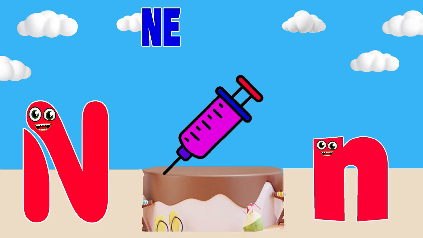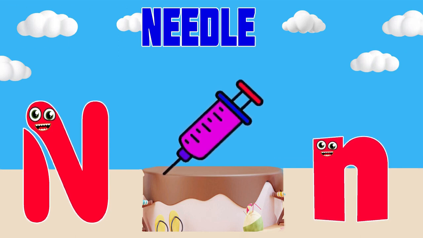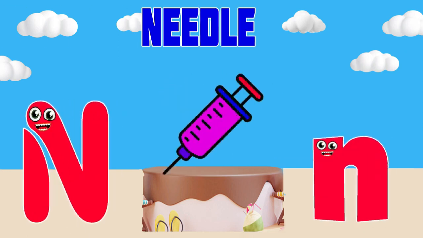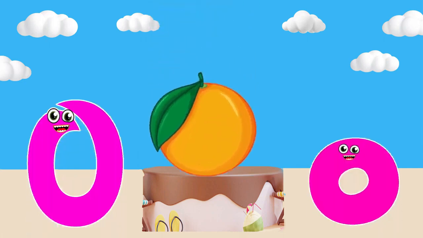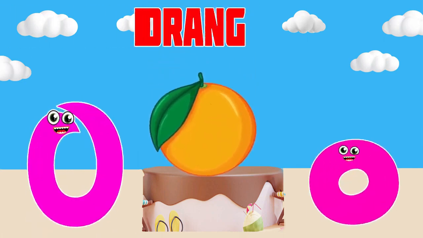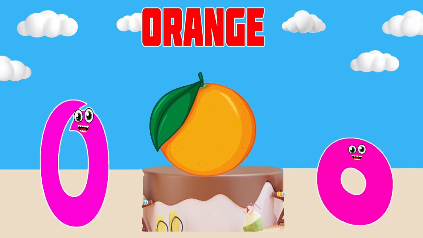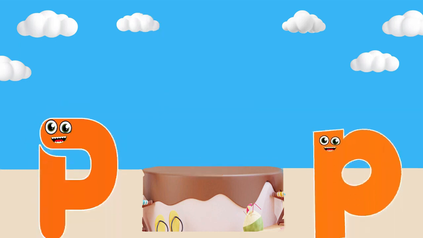N, needle. O is for orange. O, orange. P is for pony.